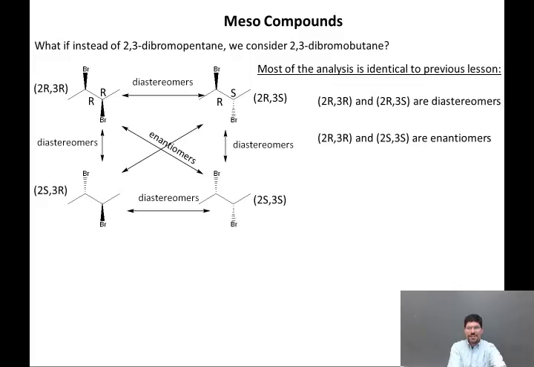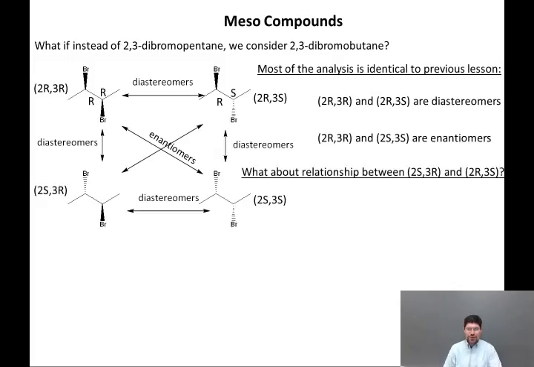Similarly, the 2R3R and the 2S3S are enantiomers. Okay, if we try to line up the chains, the red balls do not line up. They are clearly mirror images, but they are non-superimposable mirror images. So the question that remains then is, what is the relationship between the 2S3R and the 2R3S? Okay, so let's look at these two.